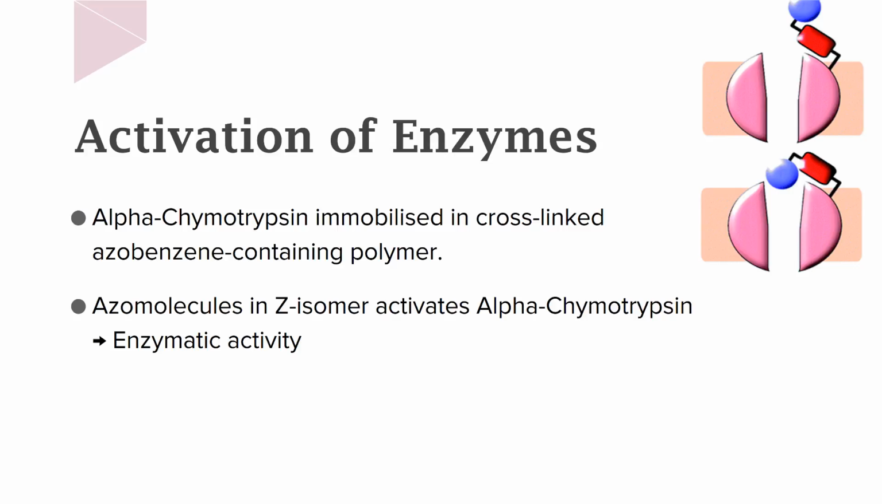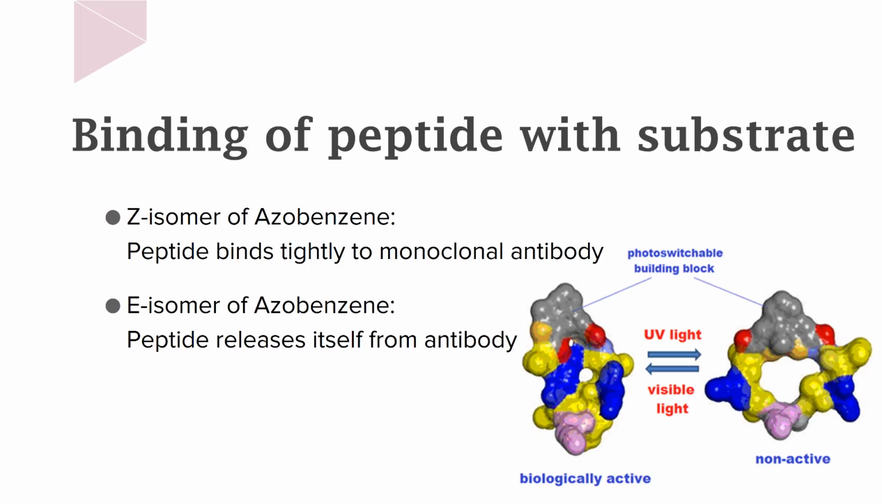Lastly, a peptide containing the Z isomer of azobenzene binds tightly to its monoclonal antibody. Upon irradiation with UV light, azobenzene changes to its E isomer, and this caused the peptide to release itself from its antibody.